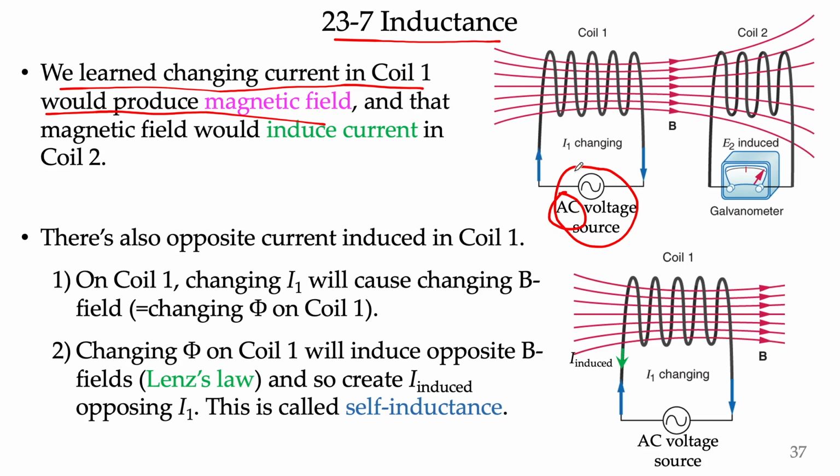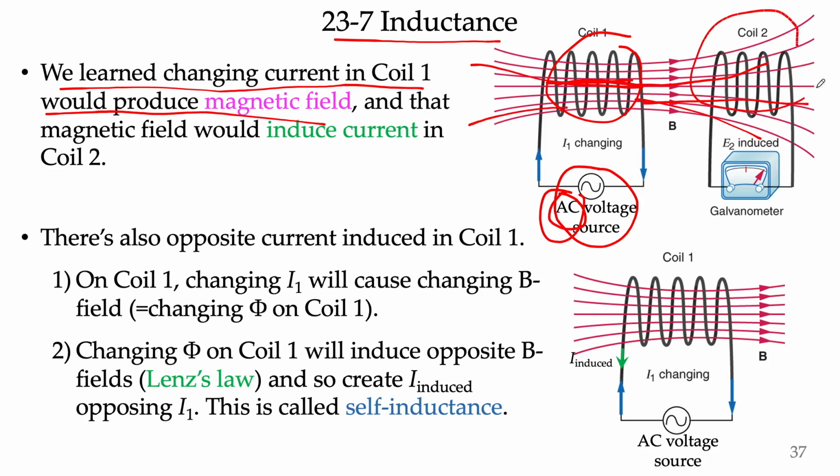So if you connect the DC, it will create magnetic field lines, but they will not change. But if you connect an AC source, then you will create magnetic field lines, and they will also change in time. So they will be to the left, to the right, to the left. So what happens if the magnetic field lines change? Also, those magnetic field lines extend to the other coil. So they extend everywhere. Okay.